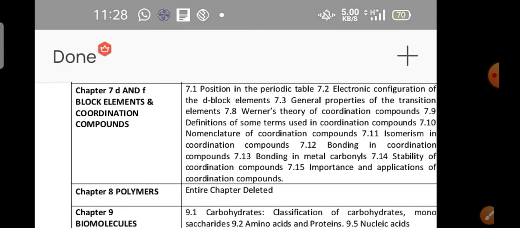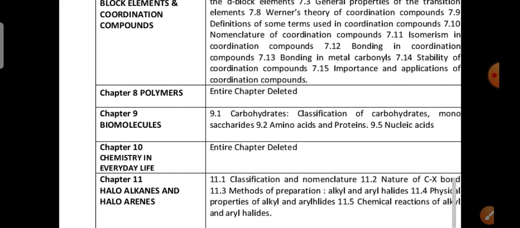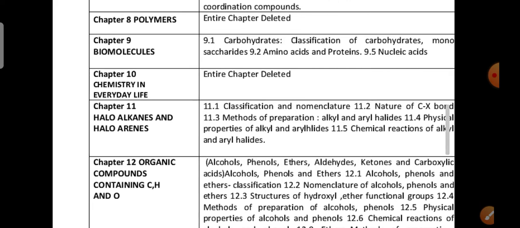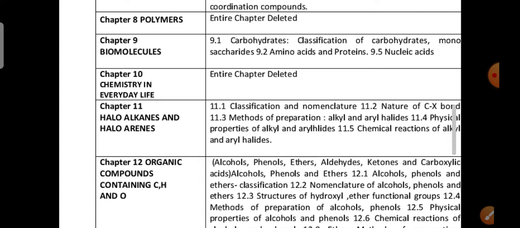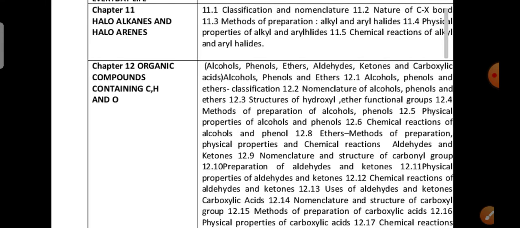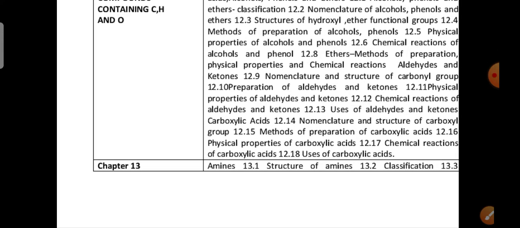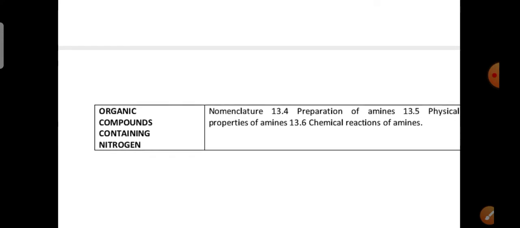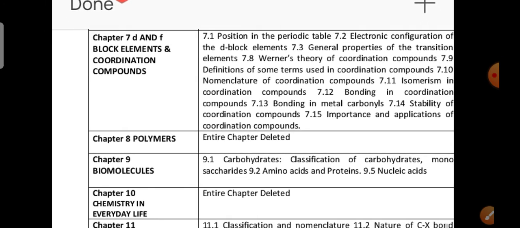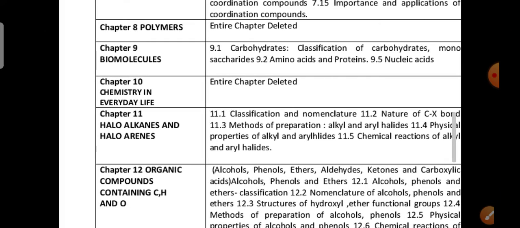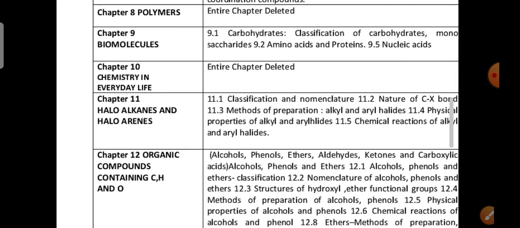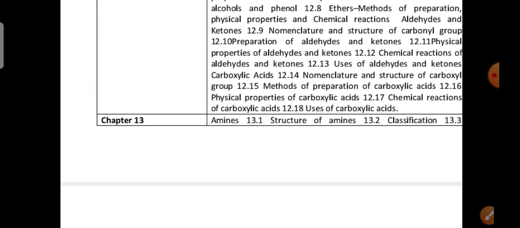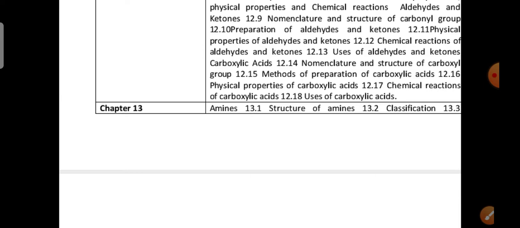Okay. Next, the 8th unit. The 8th unit is entirely deleted. The 8th chapter is entirely deleted. The 10th is also deleted. Polymers and chemistry in everyday life. These two topics are entirely deleted. So the 8th unit as well as the 10th unit is entirely deleted. So this is the syllabus, the 70% syllabus for the bridge course second year students.